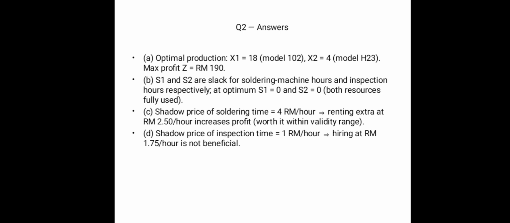Both slack variables s₁ and s₂ are 0, which means soldering hours and inspection hours are fully used. The shadow price for soldering is 4 ringgit per hour. That means each extra soldering hour could increase profit by 4 ringgit. So renting a soldering machine at 2 ringgit and 50 cents per hour is worth it. And the shadow price for inspection is 1 ringgit per hour. Since hiring a part-time inspector costs 1 ringgit and 75 cents per hour, it is not worth it.